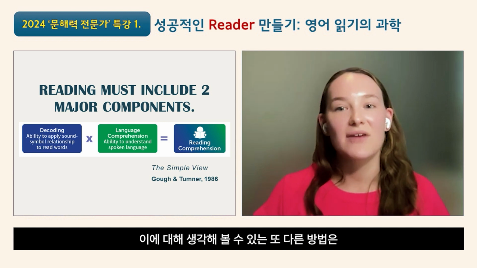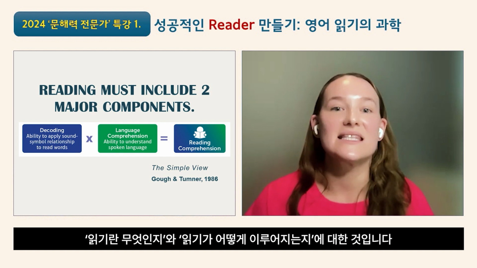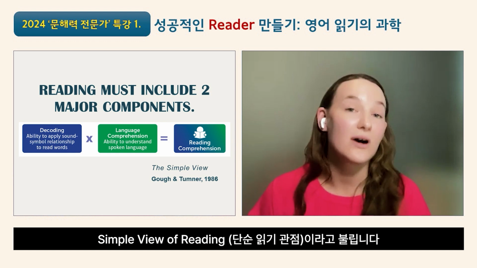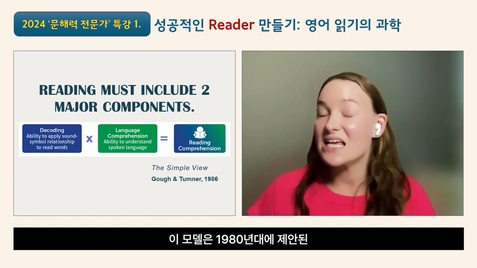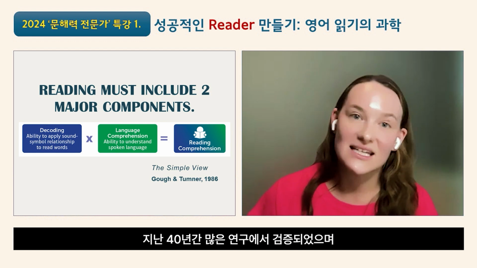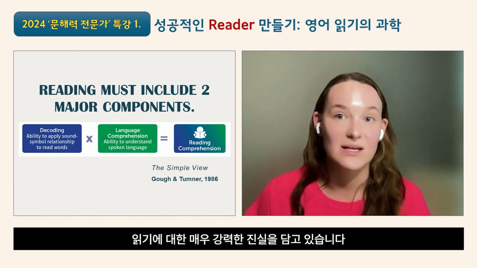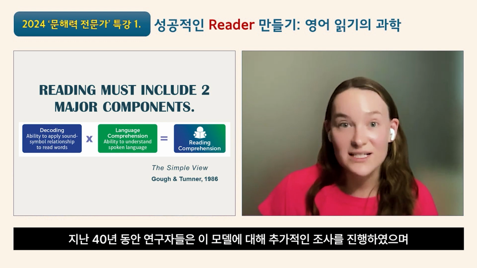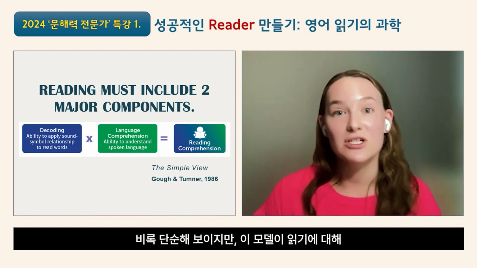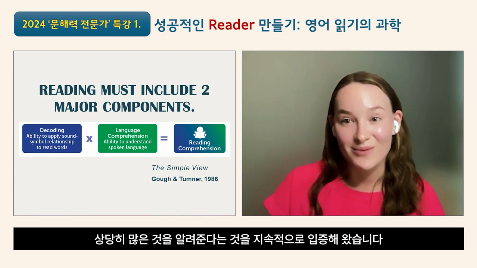Another way that we can think about this is by considering, what is reading? What goes into this? The model that you can see on this slide is called the simple view of reading. Though this model is a little bit old for research, it's from the 1980s, it has been validated in many studies in the last 4 decades and holds tremendously powerful truths about reading. Over the last 4 decades, researchers have taken additional looks at this view and have consistently demonstrated that it does tell us quite a lot about reading, even though it seems pretty simple.